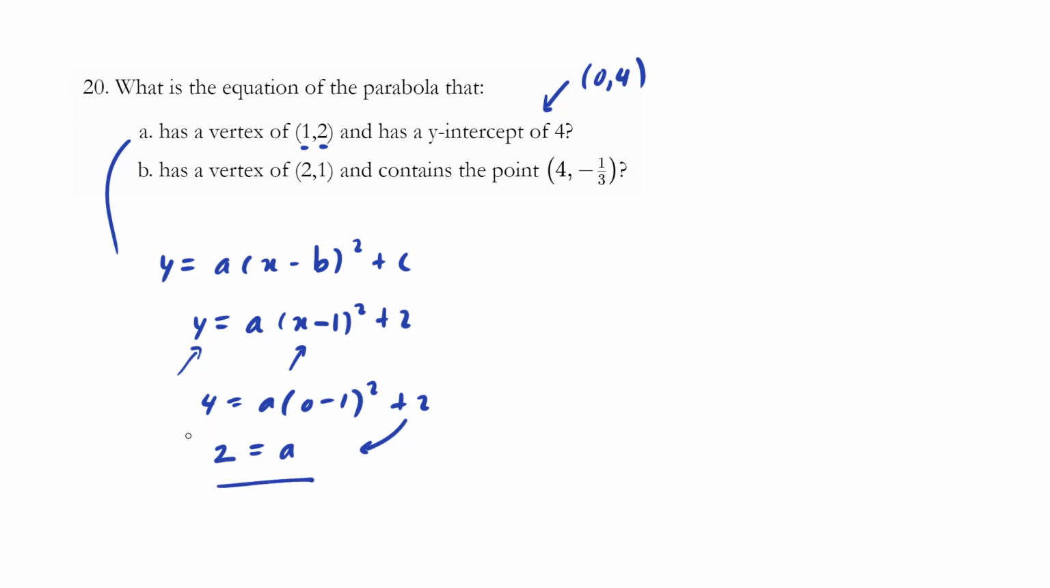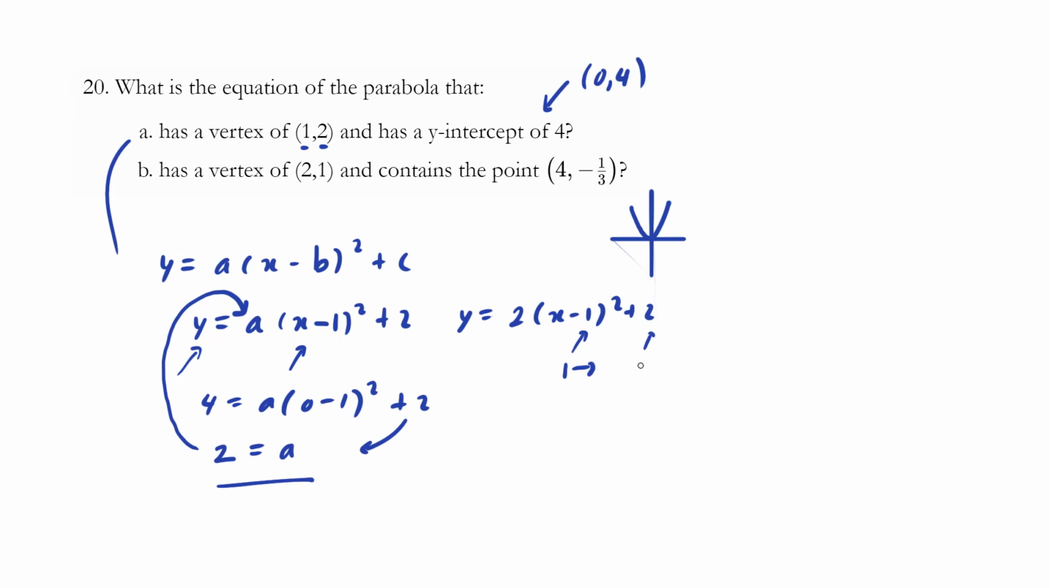So we have the a value. I'm going to resubstitute it back in here. So y equals 2 times (x minus 1) squared plus 2. So compared to the original parabola, which looks like this, it's shifted 1 unit to the right, 2 units up, and has a vertical stretch factor of 2. Everything is twice as tall.